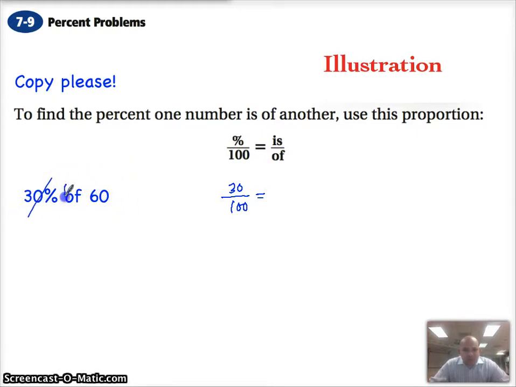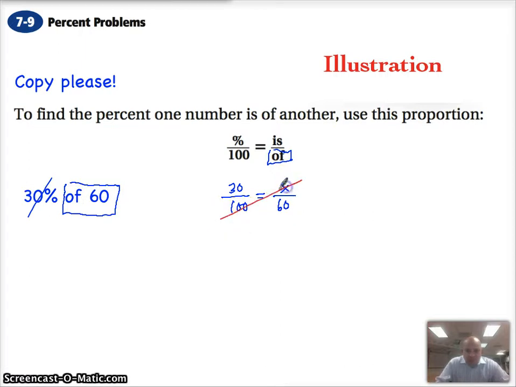Well, here's the key. It says of 60. 30% of 60. So the of is right down here. So we're going to put 60 right down here. So 30% of 60, 60 is down here, is, and we're going to make that an x.